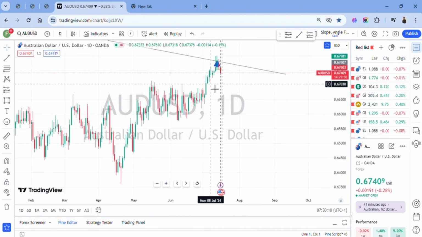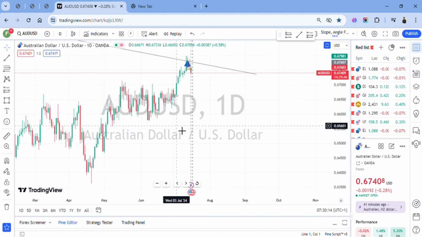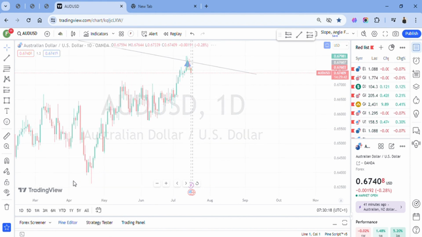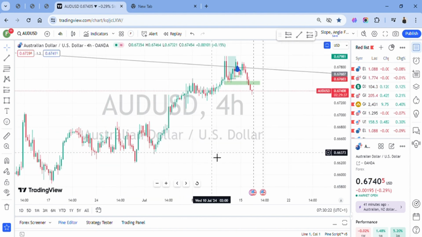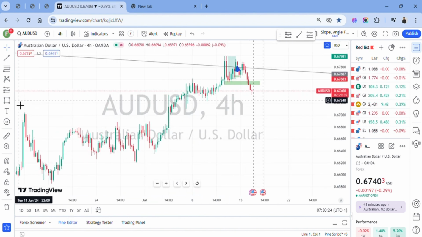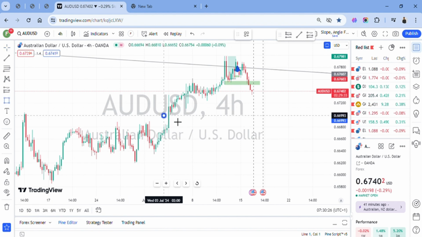Looking at this, we also have ourselves a fair value gap and a demand zone. But let me not go marking it up from the higher time frame. Let me go down to the 4-hour time frame and then mark our demand level. Now looking at it on the 4-hour time frame, this is our fair value gap. Let's mark our fair value gap. And then the other block zone.